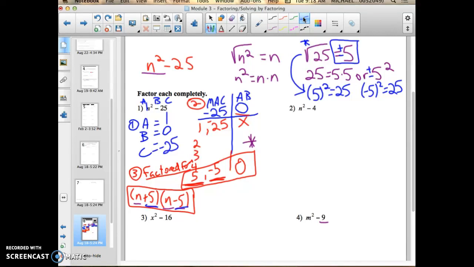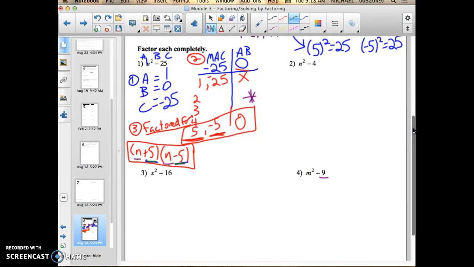So without even using the MACAB T-chart, hopefully as you practice these, you can just use the shortcut of taking a difference of squares and taking the square root of both: the square root of n squared and the square root of 25. Square root of n squared we said was n, so each factor gets an n, and then the square root of 25 is a positive and a negative 5. So it gets a positive 5 and a negative 5. And that's the same as what I got with my MACAB T-chart.